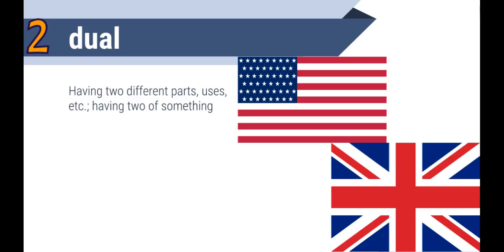Sometimes you'll hear dual used as in dual citizenship. So this would mean that you had two of something. So you had citizenship in two countries. So if you were living in England and you were born there, but your parents were American citizens, you could have dual citizenship. You would have citizenship in both countries.